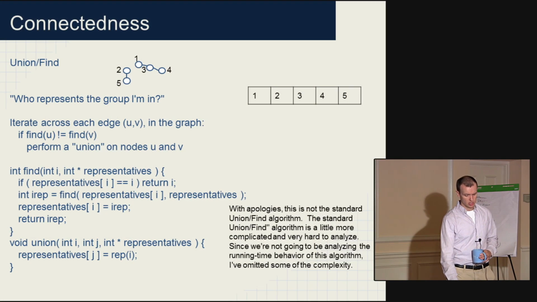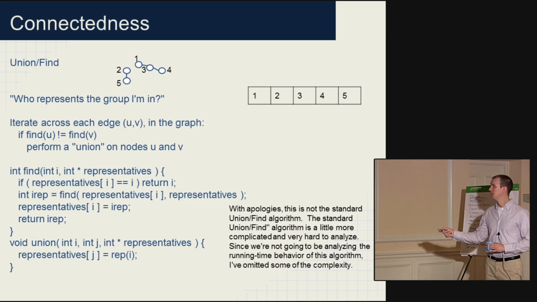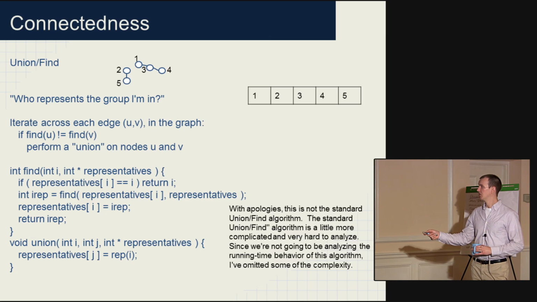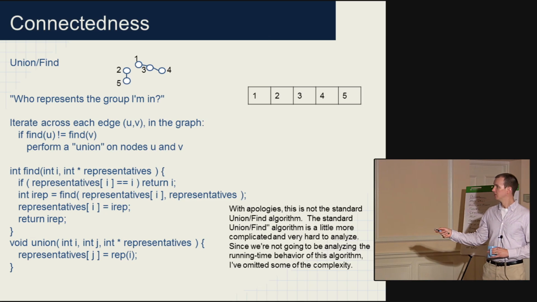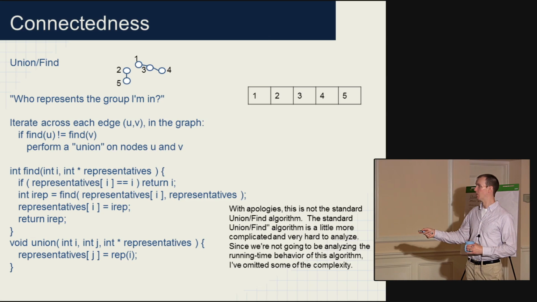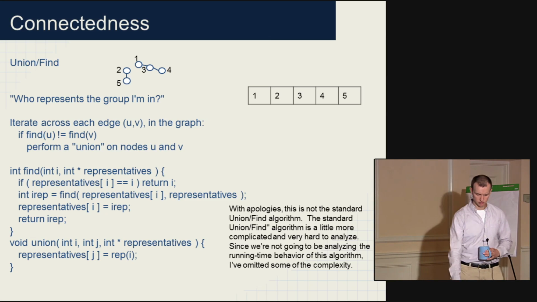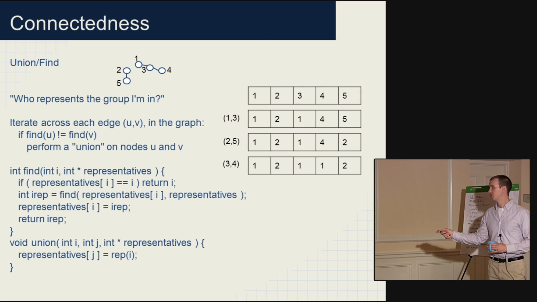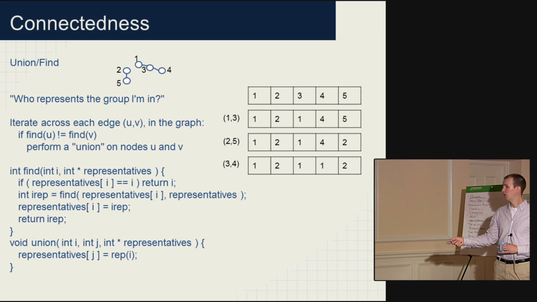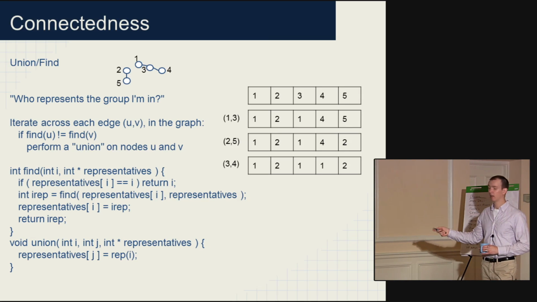So let's walk through it for this graph. Let's first start on this edge 1, 3. We're going to ask who's the representative for U, who's the representative for V, and then see if they're the same. As we walk through this, we'll see that the representative for 1 is 1, and the representative for 3 is 3, so they're not the same. So we're going to perform a union on these two nodes, U and V. And this works out just that the representative for vertex 3 becomes 1. So we've updated the representative array.